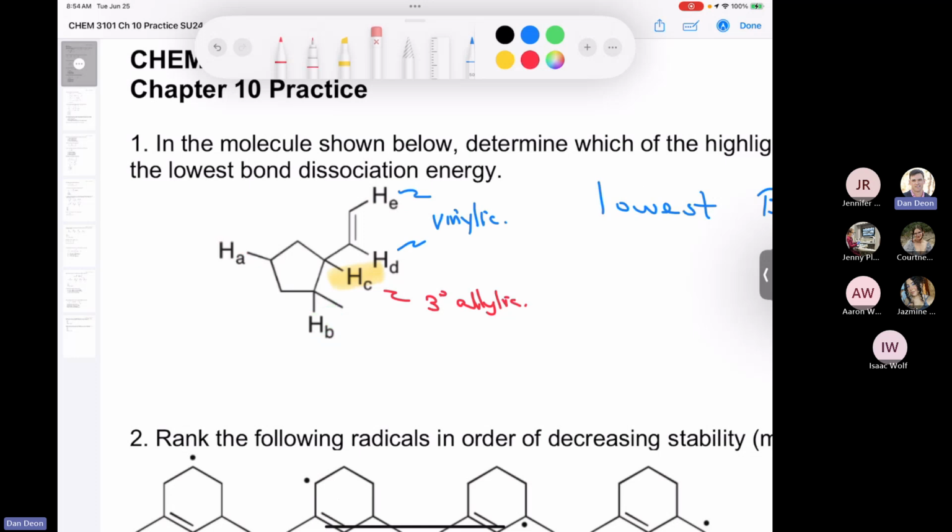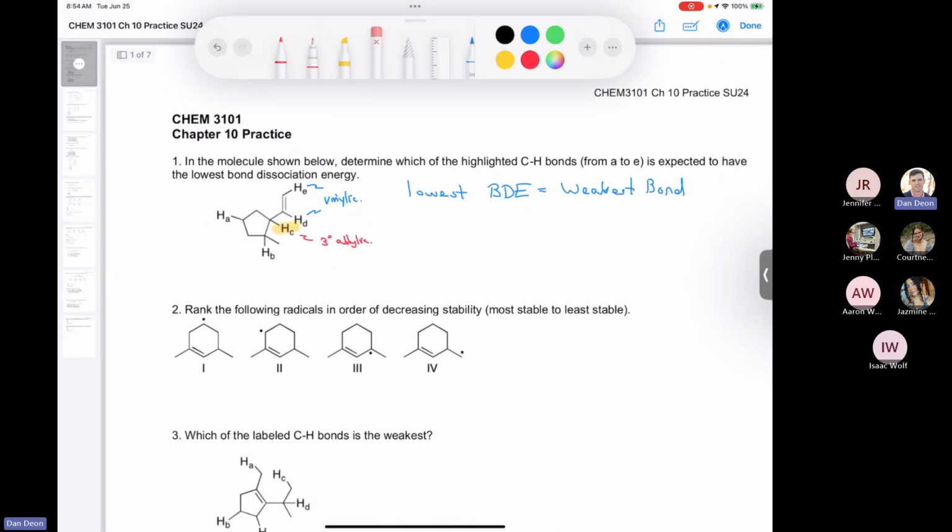There we go. So the answer is going to be HC. And again, if you pull that off, you could draw the resonance form of that. So there you go. So the answer is going to be HC, since it's tertiary allylic. All right. This one here is secondary. This one here is just tertiary.